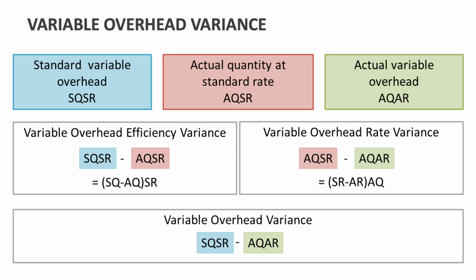You take SQ minus AQ and then you multiply by SR, then you'll get the variable overhead efficiency variance. And then for the variable overhead rate variance, you take SR minus AR and then multiply by AQ. So for you to be able to identify how much is the variable overhead variance, you need to compare between SQ times SR, and AQ times AR. So you need to multiply those rates and also quantity.